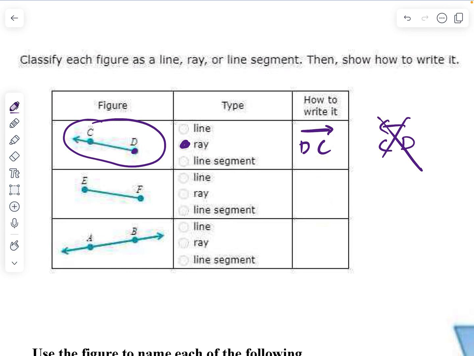Moving on, this looks like a segment because it's got starting and ending points. This one, it doesn't matter how you write it, so maybe I'll write it backwards this time. I'll go FE with a segment on top instead. For the last one, this is obviously a line. It's got two arrows on both sides, so I could call that AB or BA. I'll call it AB for this one, with a line on top.